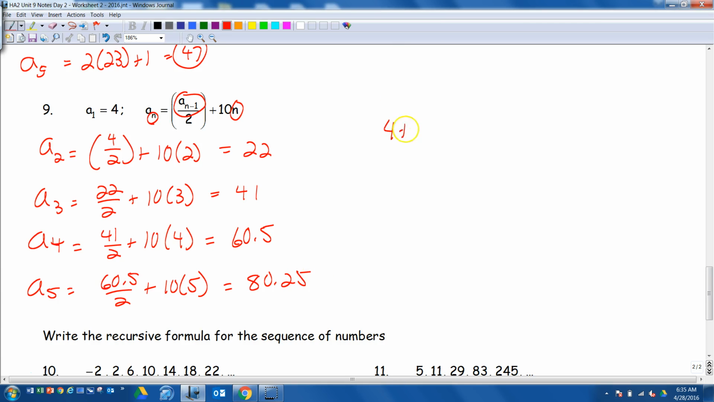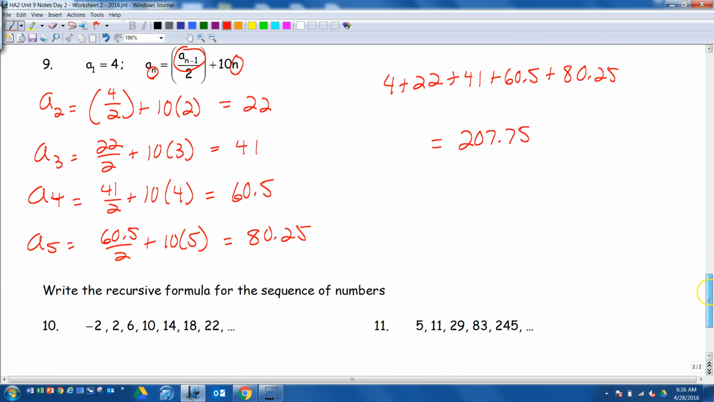Again, to add the first 5 terms together, you just add them once you have them. So really this did not change much from yesterday's notes with the coming up with the first 5 terms recursively. Now we're just adding the terms together. So you get 207.75. Okay, so that's the answer.